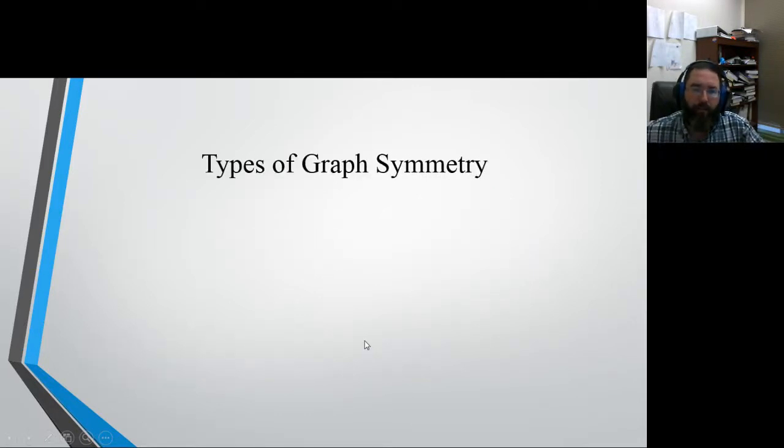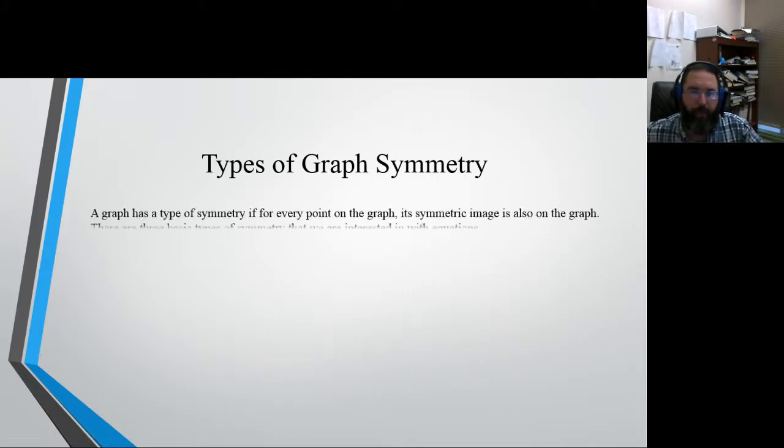All right, so how does this relate to graphs? A graph has a type of symmetry, be it symmetry through a line or symmetry through a point, if for every point on its graph, its symmetric image is also on the graph. There are 3 basic types of symmetry that we are interested in when it comes to equations.